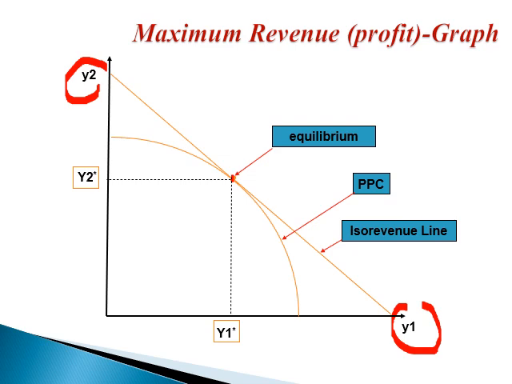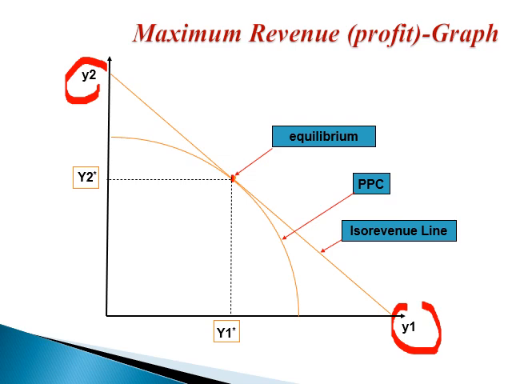And remember, the two slopes are negative anyway. The negative slope here indicates that in order for you to increase Y1 by 1 unit, Y2 has to decrease by some units. That's why you have negative slopes all the way. And the same thing for the ISO revenue line. If you increase the amount of Y1 by some units, then you have to decrease the amount of Y2 by some units in order to achieve the same level of revenue.